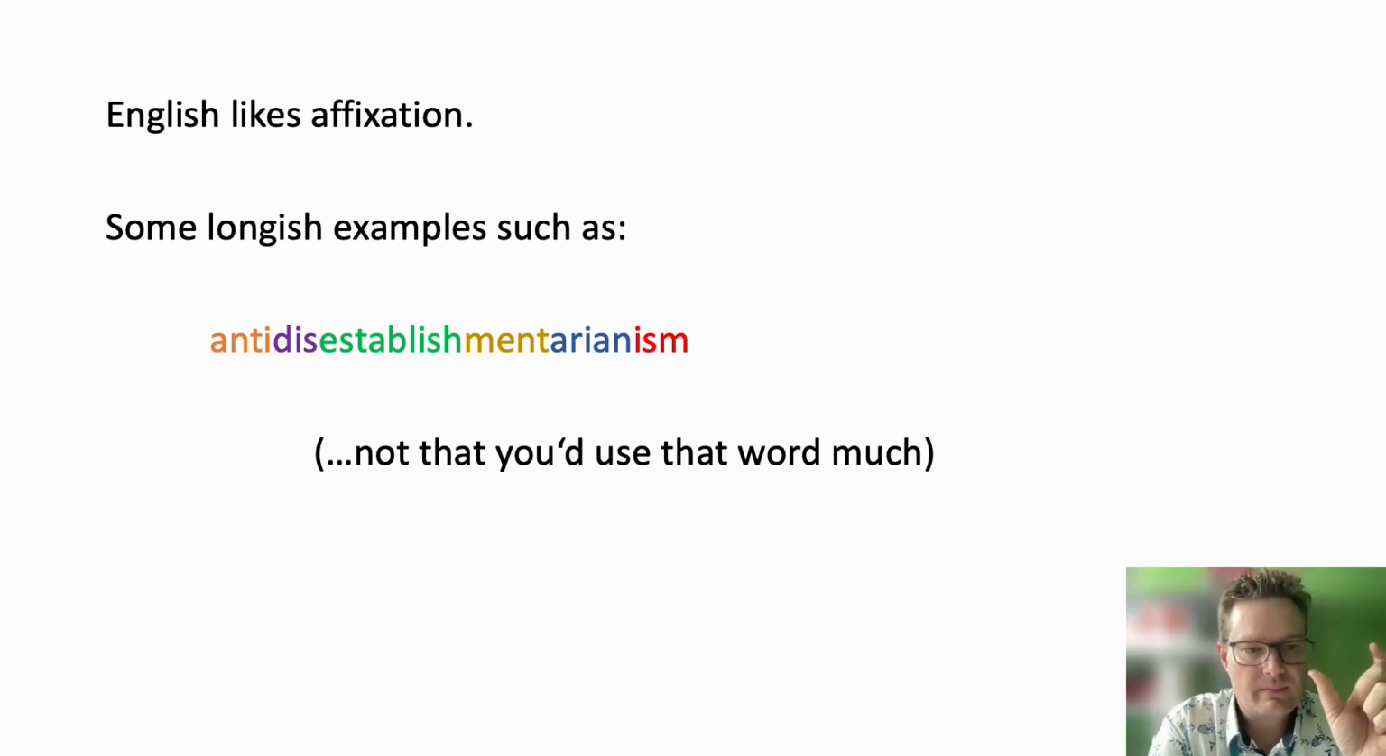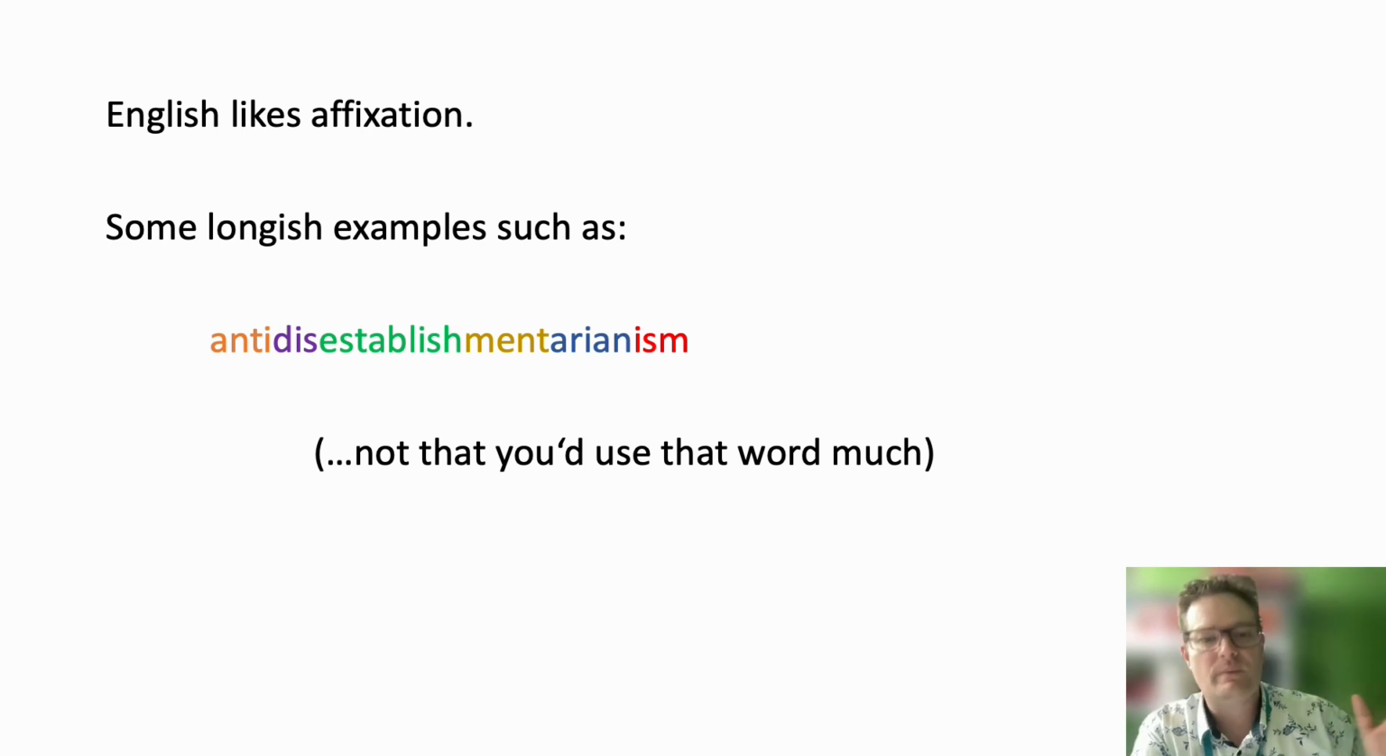Anti-disestablishmentarianism. So you've got the stem establish, and then disestablish, and then disestablishment, or establishment, and then disestablishment. And then someone who wants to disestablish things could be a disestablishmentarian. And then someone who's opposed to them could be an anti-disestablishmentarian. And then the thought process and philosophy of someone who opposes people who want to disestablish things would be anti-disestablishmentarianism. For some reason, this word was really popular for a long time as an example of a long, long word in English. Really, it's not a word we'd use very often.